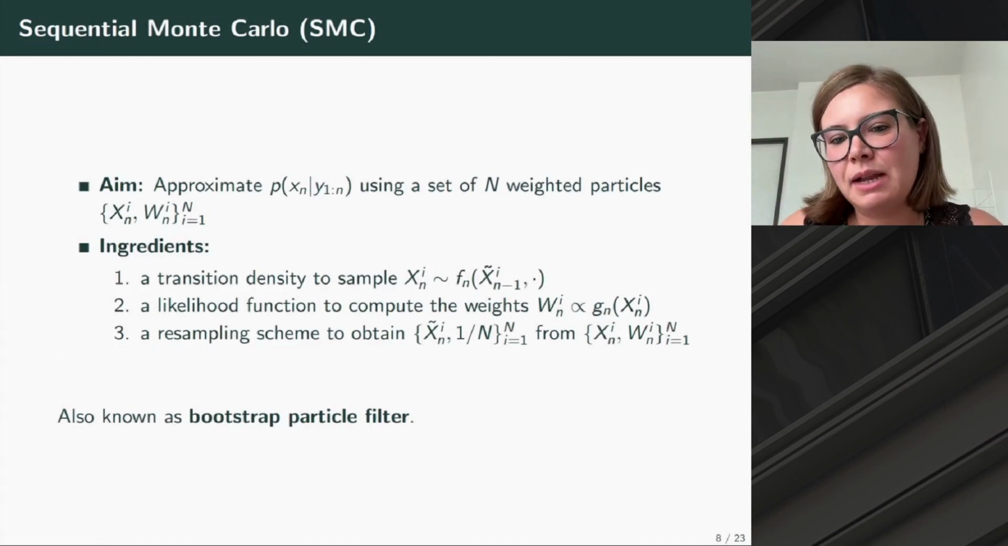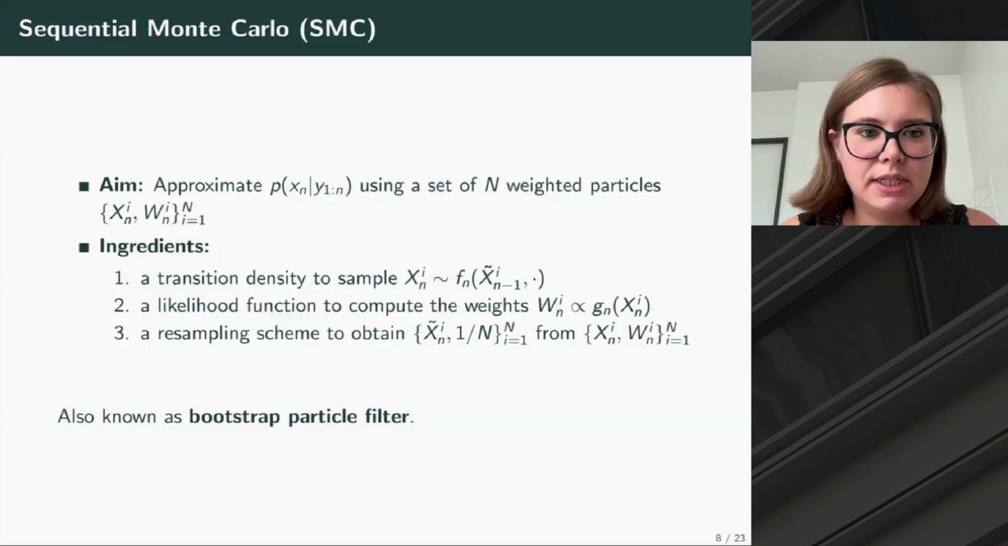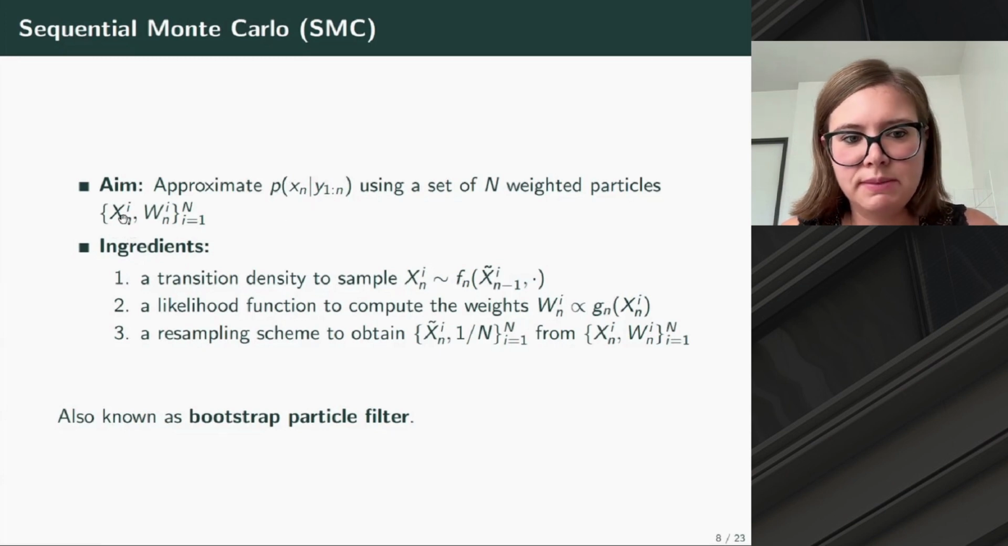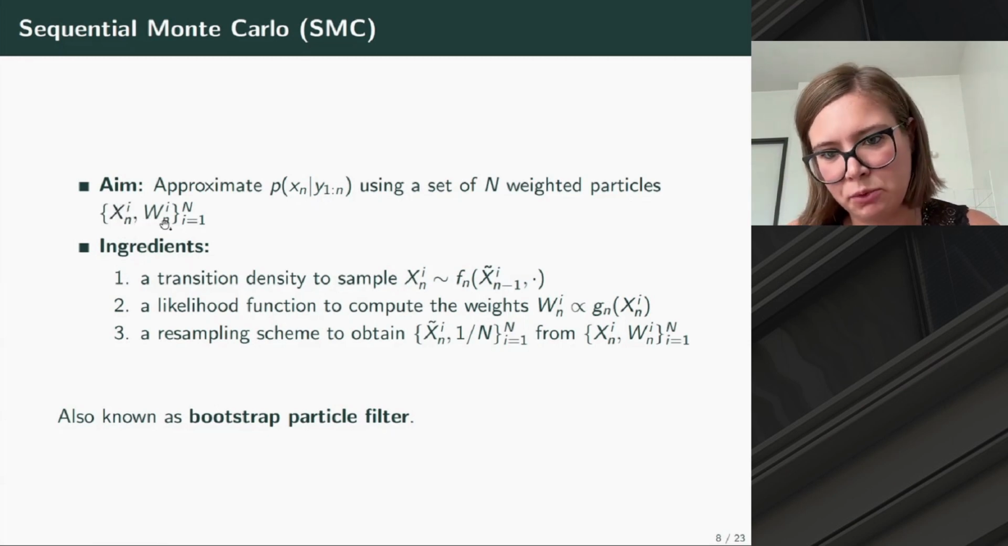An alternative to the Kalman filter, when we don't have linearity or Gaussian distributions, is to use Monte Carlo methods, particularly sequential Monte Carlo methods. What they do is they take the distribution that we're interested in, and they approximate it with a set of samples, the x^i's. They are samples, and they have associated weights, which are positive and sum to 1.